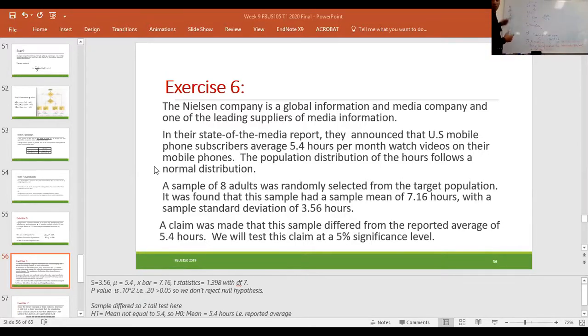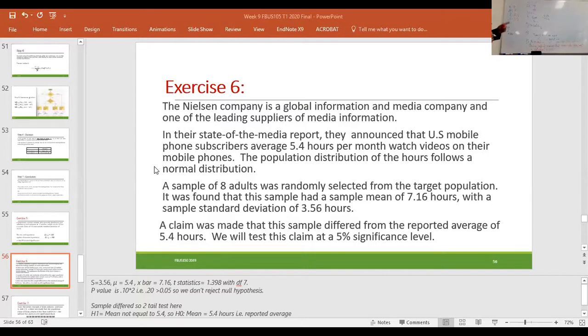So let's see, n equal to how much? Quickly do it. N equal to 8 is given. So degree of freedom 7. X bar is given for the sample. So sample mean is 7.16, with the standard deviation of the sample, capital S, 3.56.